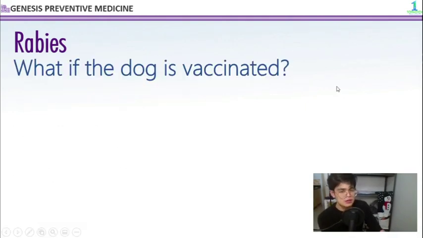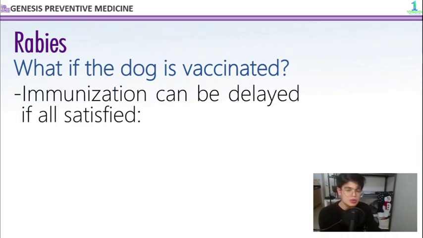Next, still under rabies, what if the patient asks you, well, doc, bakunado naman po yung asong kumagat sa akin. Kailangan ko po talaga ng rabies vaccine? So what if the dog that bit the patient is vaccinated? What do you say? Immunization with the rabies vaccine can be delayed if all conditions are satisfied. Before we go into the conditions, note here that immunization is only being delayed because you're still trying to observe whether or not the dog will develop symptoms.